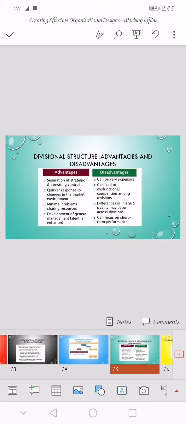Divisional structure advantages and disadvantages. Advantages. First, separation of strategic and operating control. Second, quicker response to changes in the market environment. Third, minimal problems sharing resources. Fourth, development of general management talent is enhanced. Disadvantages. First, can be very expensive. Second, can lead to dysfunctional competition among divisions. Third, differences in image and quality may occur across divisions. Fourth, can focus on short-term performance.